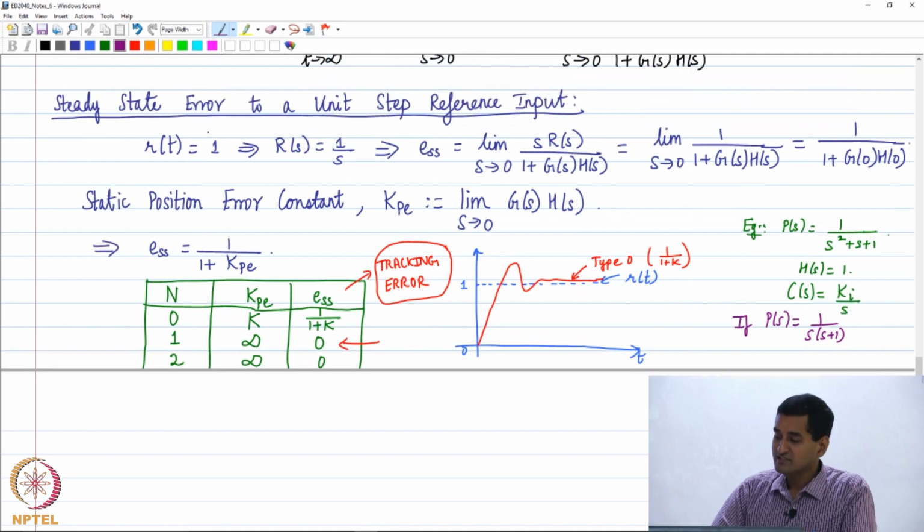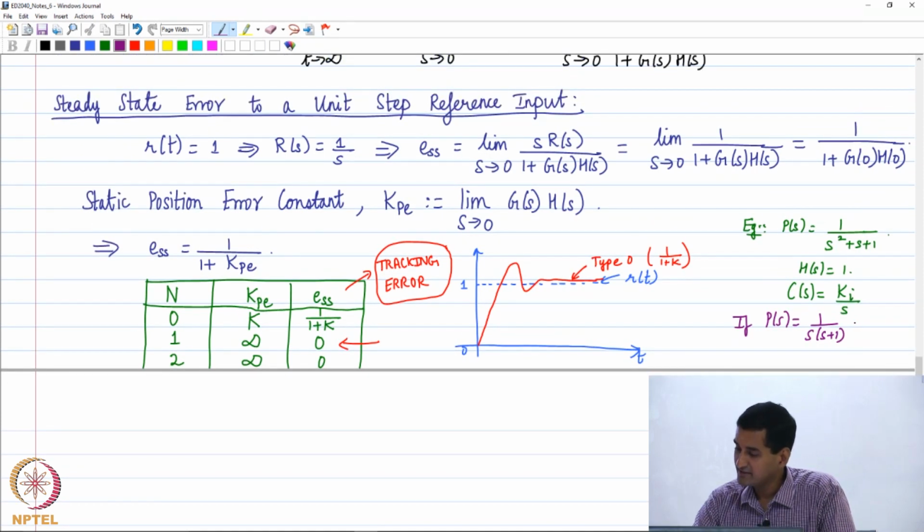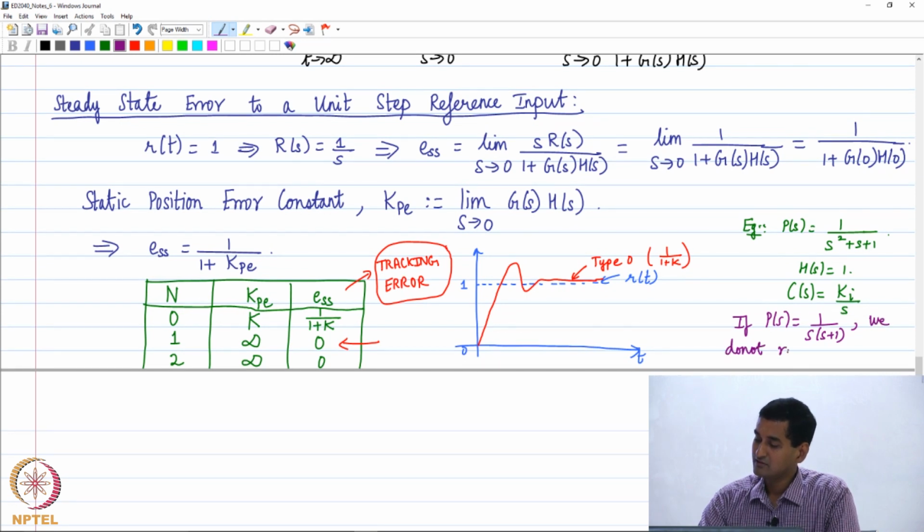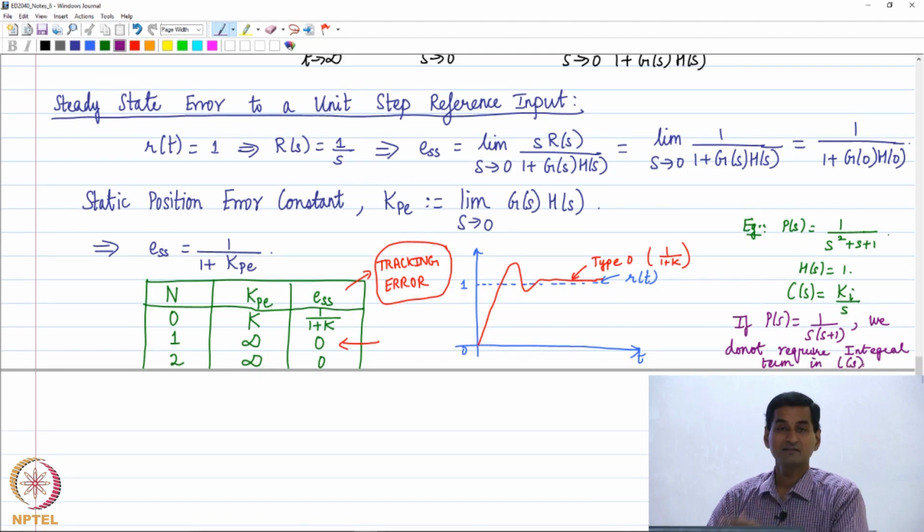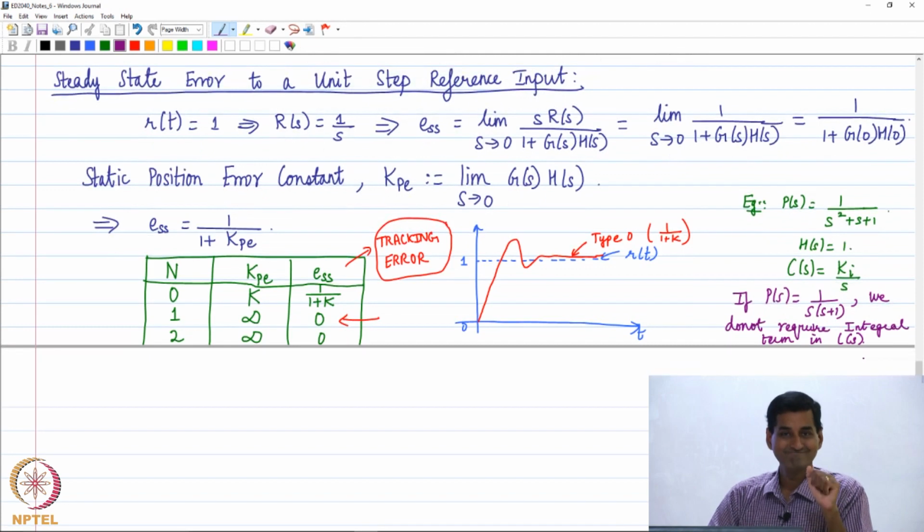So, if P(s) is 1/(s(s+1)), we do not require an integral term in C(s) for driving the steady state error to 0. That is what completes that sentence.